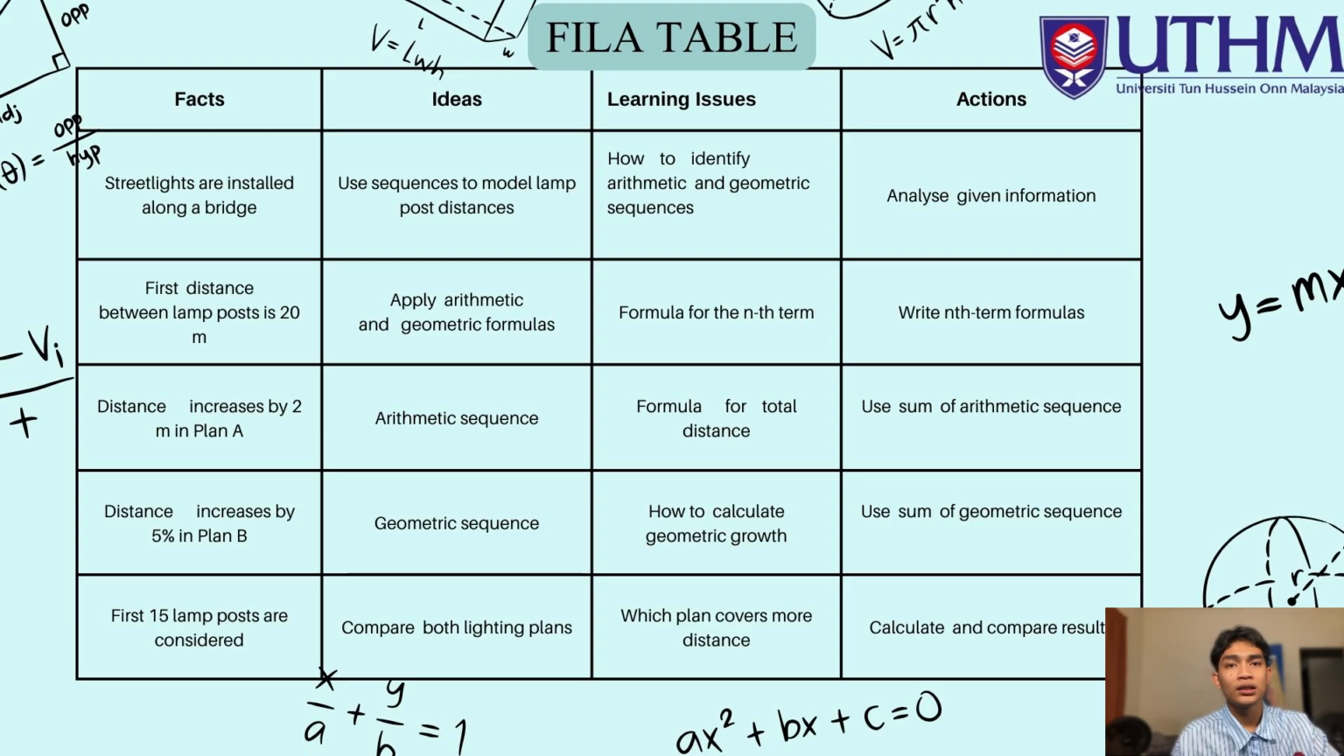And the fourth one is the distance increased by 50% in Plan B. And the idea is using the geometric sequence. The learning issue is how to calculate geometric growth. And the action we should take is to use the sum of a geometric sequence. And the last one is the first to fifth lamp posts are considered. So the idea is to compare both lighting plans. The learning issue is which plan covers more distance. And the action we should take is to calculate and compare the results from the arithmetic sequence and also the geometric sequence.